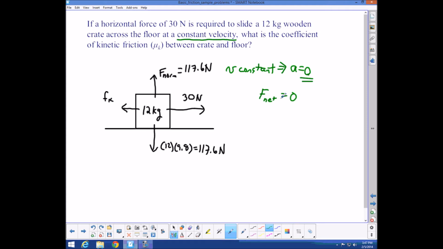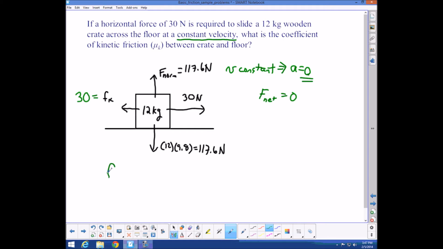There needed to be a net force to make it start sliding, but that's not the situation that we're looking at here. So if it's moving with a constant velocity, this tells us that the force of friction must be 30 newtons.